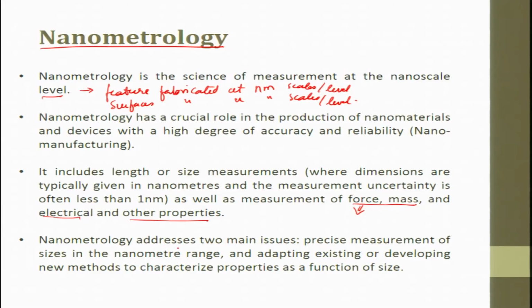Nanometrology addresses two main issues: precise measurement of sizes in the nanometer range, and adapting existing or developing new methods to characterize properties as a function of size. This is a very new field and there is a lot of research going on in the area of nanometrology. Still there are not many tools available at nanoscales for measurements.